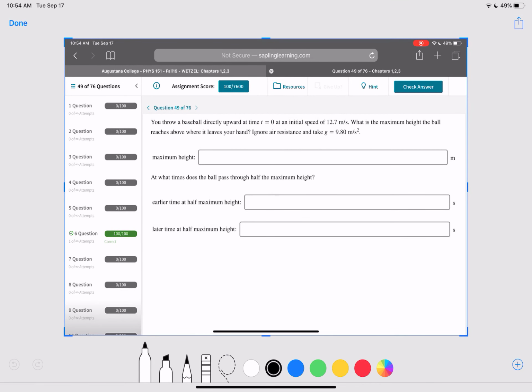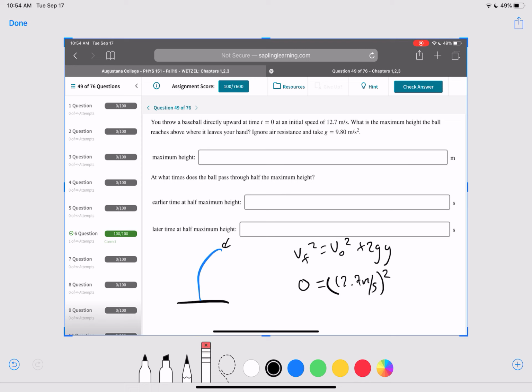What is the maximum height the ball reaches above where it leaves your hands? Okay, you're going to throw the ball up in the air. What's the maximum height? V final squared is equal to V initial squared plus 2GY. V final is 0 at the top of the trajectory. V initial, 12.7 meters per second. Okay, and then plus, in this case, minus 2 times 9.81 meters per second squared times y. Solve for y. That's going to be the height, the maximum height that you get. At what time does the ball pass through half the maximum height? So we want to go halfway there.